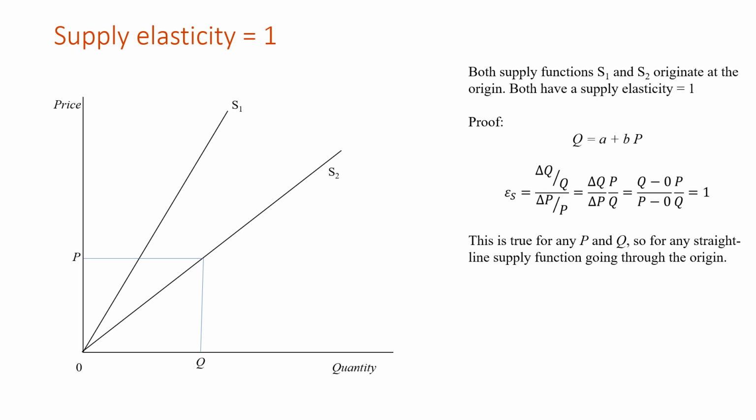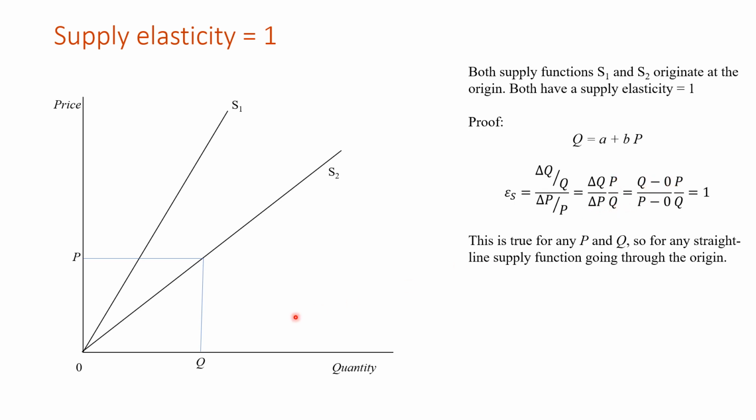Any linear supply curve that goes through the origin has to have an elasticity of 1. So both supply functions S1 and S2 originating through the origin have a supply elasticity of 1. It's easy to prove. Given Q is A plus BP, the elasticity of supply is simply the change in Q over the change in P, times P over Q.